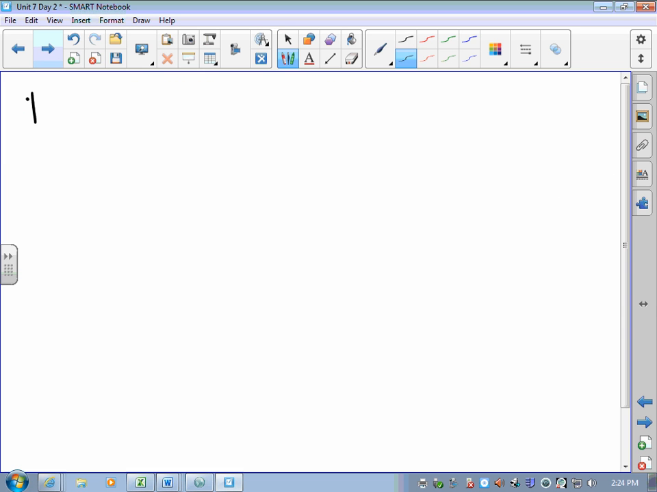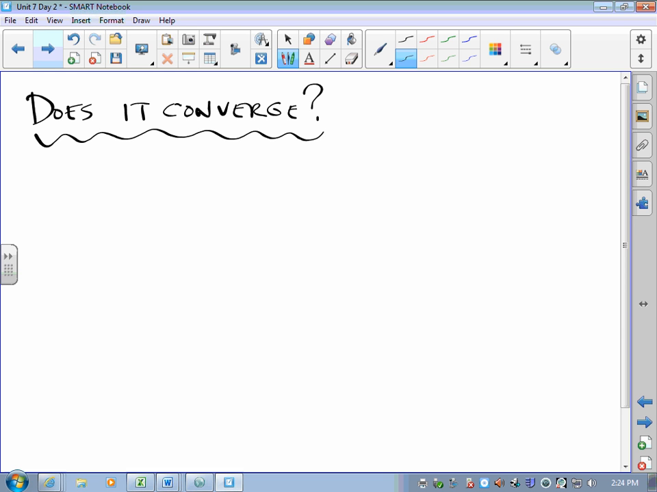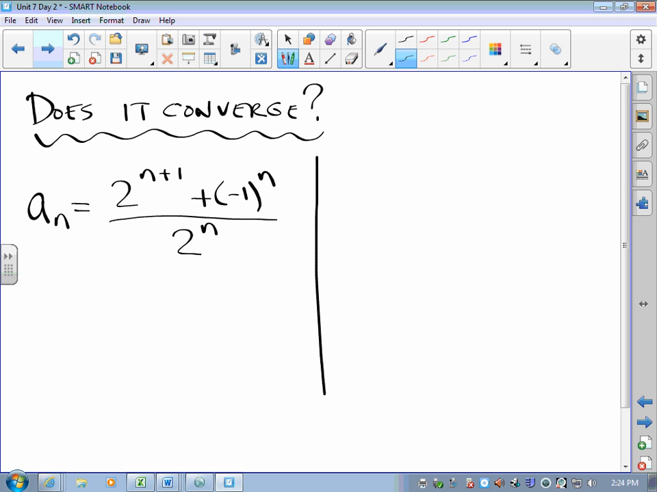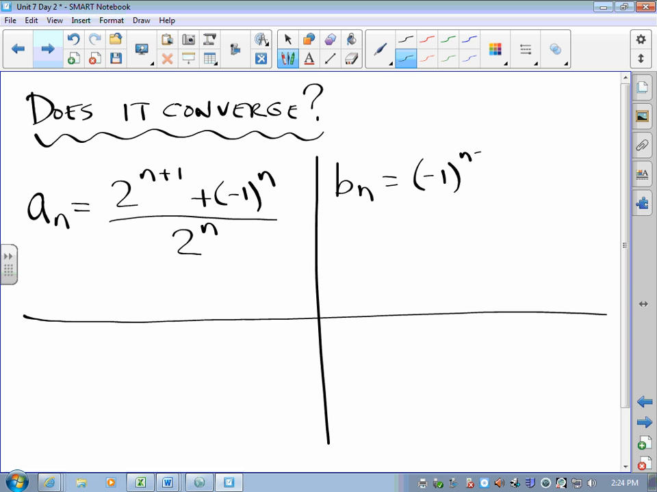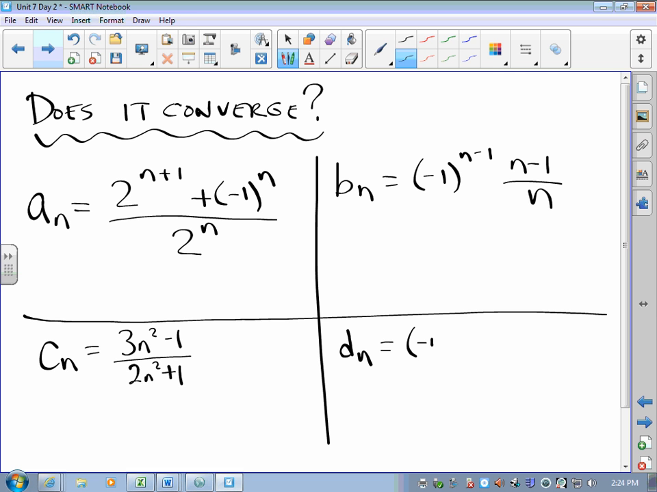So, I want to play everybody's favorite game. Does it converge? I've got 4 sequences to consider. This is the sequence A sub n. This is the sequence B sub n. This is the sequence C sub n. And this is the sequence D sub n.